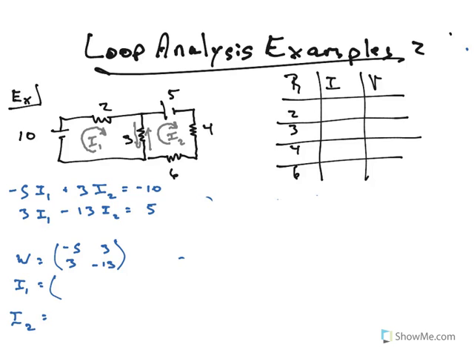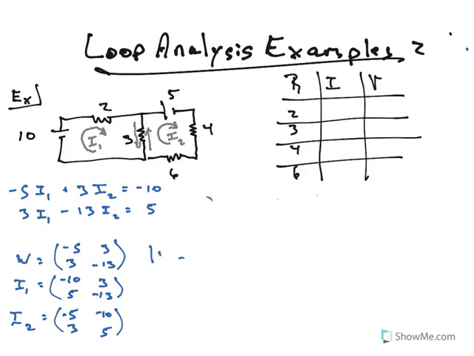What's the I1 matrix? It's the same as the W, except instead of the I1 stuff, I have the answers, minus 10 and 5. And what's I2? I2 is the same as the W, except instead of the I2 stuff, I have the answers. So there, we now have our matrices. Next step, I want to do the determinants.